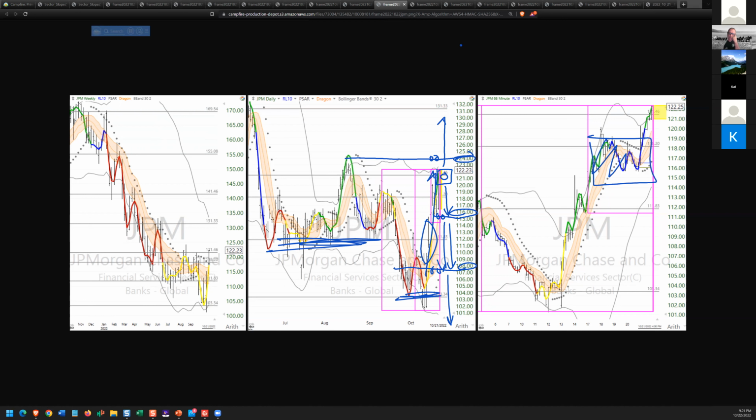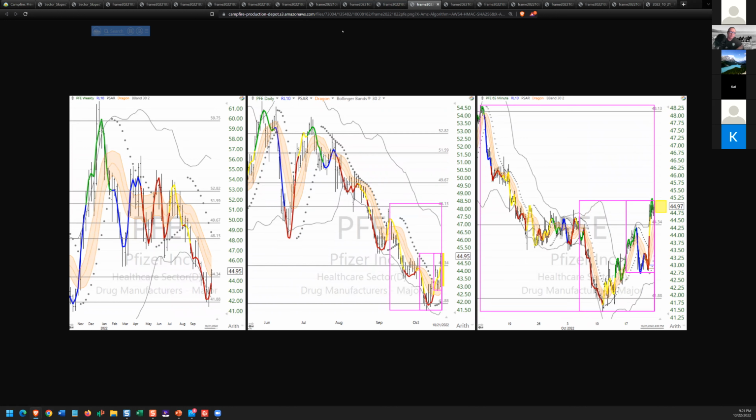I like the consolidation. It did not fail and come back all the way. So this feels like the start of a second leg. That's why I think you can add or enter on that breakout there. That's a continuation trade.